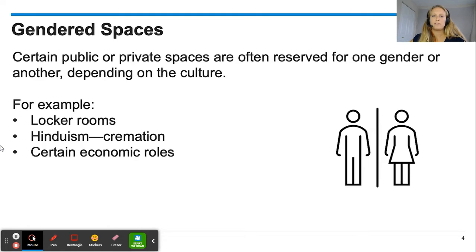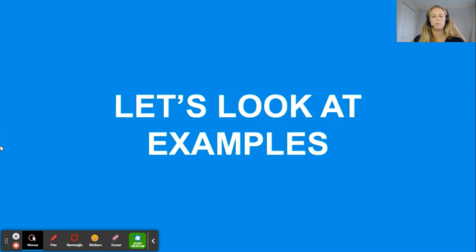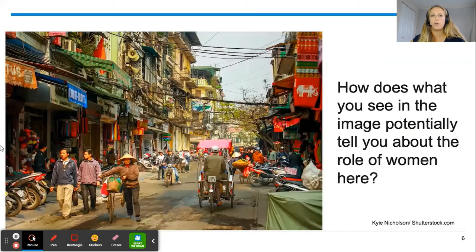Another common thing we might see is certain economic roles devoted to certain genders, such as teaching and nursing being considered a woman's job, or the traditional phrase of women belong in the kitchen. So I want you to focus on those things as we go through these photos. So let's look at a bunch of examples. Remember, you can always pause the video because there will be more photos if you would like to look at it more.